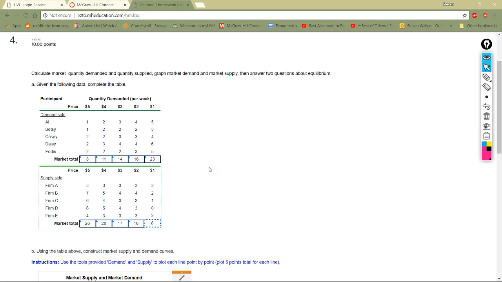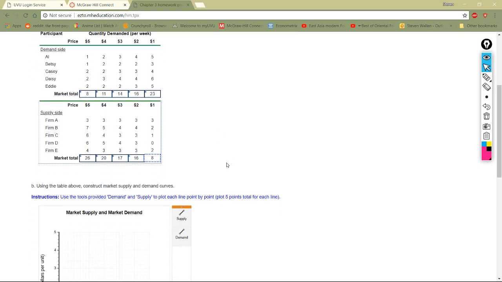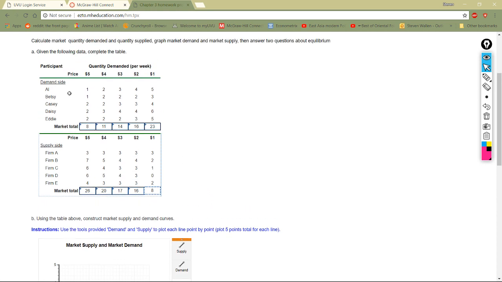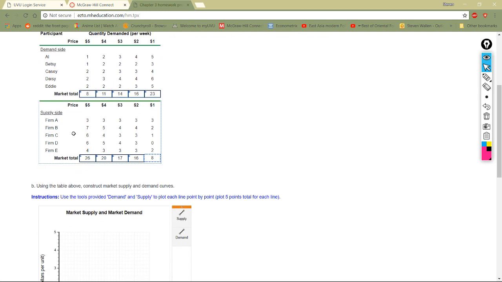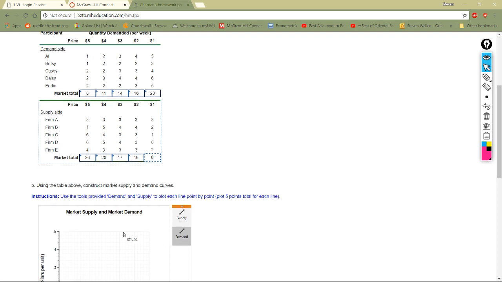All right, using the table above, construct market supply and demand curve. So all you're doing is you're going to take these points for demand, plug them in for demand. Take these points for supply, plug them in for supply. Let's go ahead and do that. So this is a table we're going to put in graph form. We'll start with demand at the top.